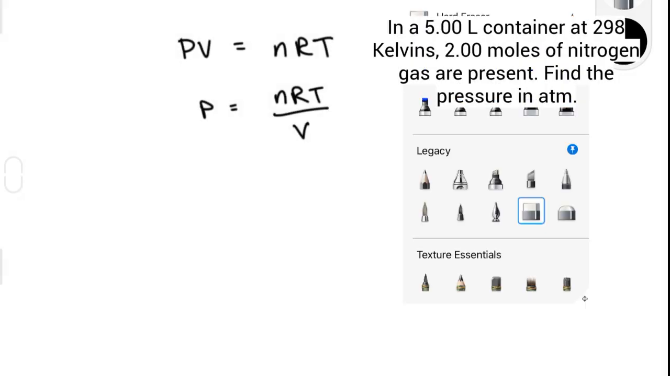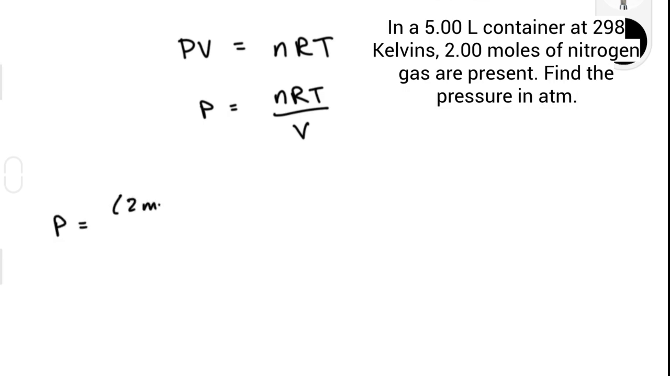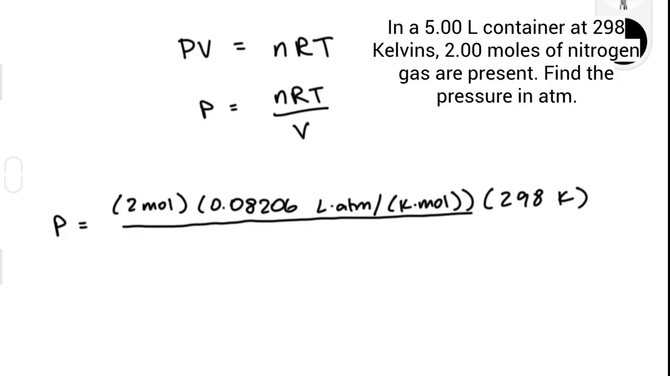Okay, so first let's set up the equation so that P is isolated. To do this, divide by the volume. So now we just plug in the numbers. n equals 2 moles, we know R equals 0.08206, T equals 298 Kelvin, and V equals 5 liters. Solving the equation, we get 9.78 ATM.